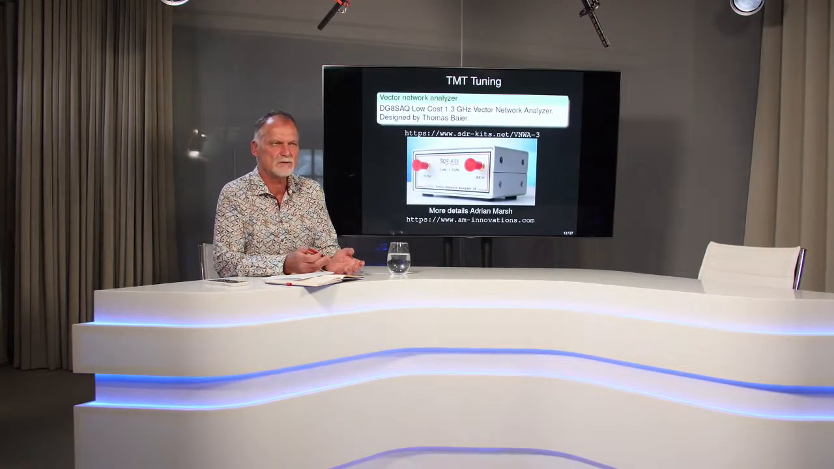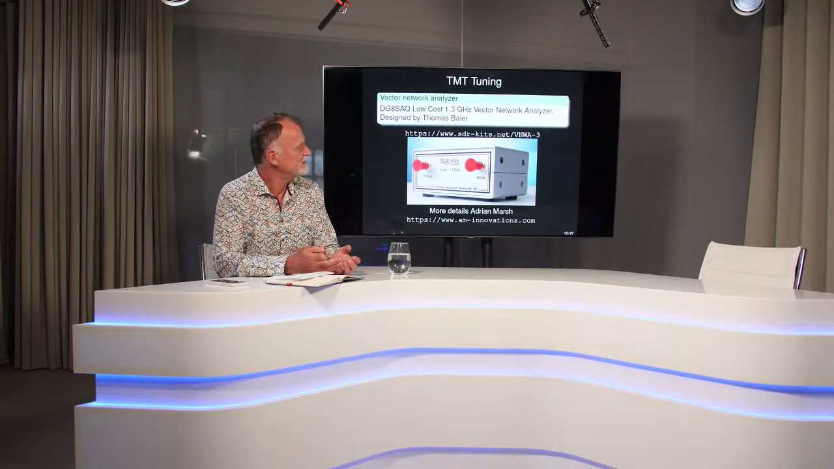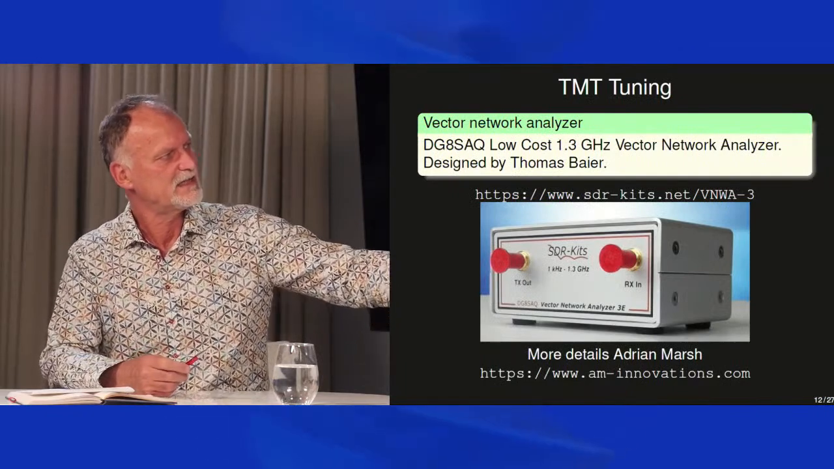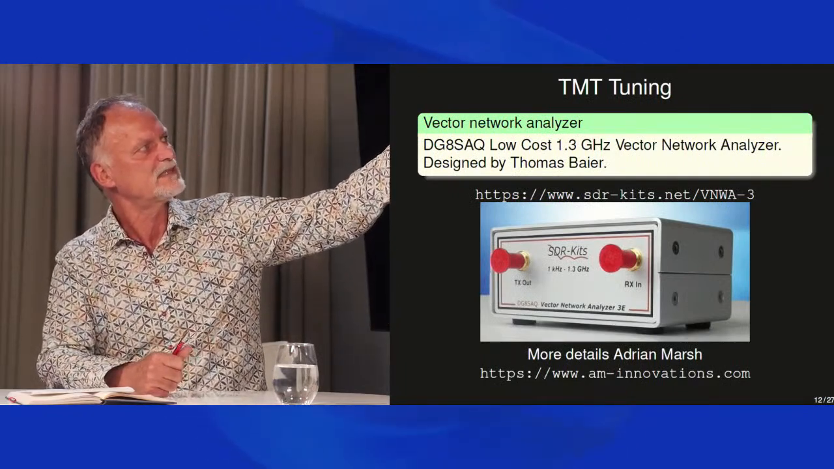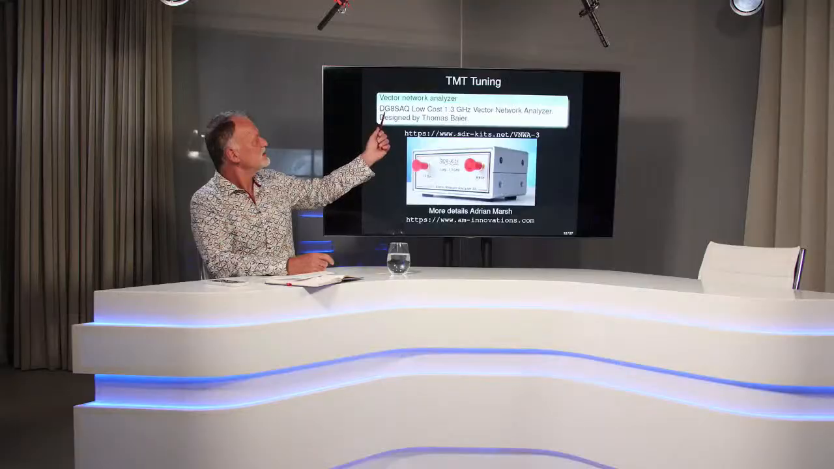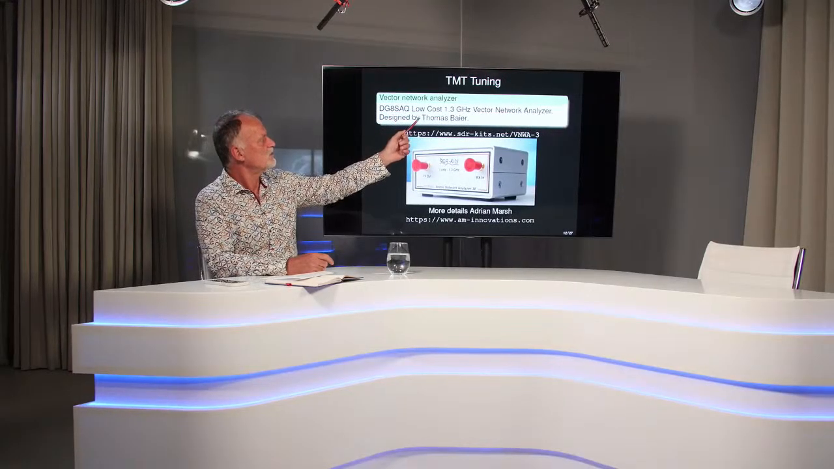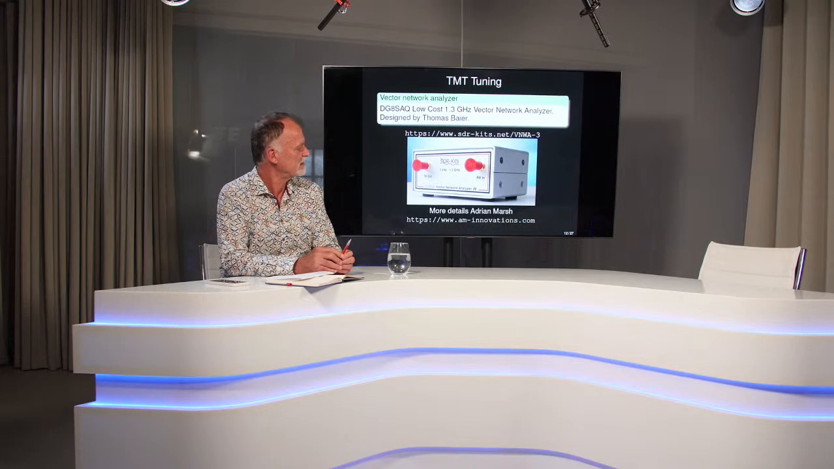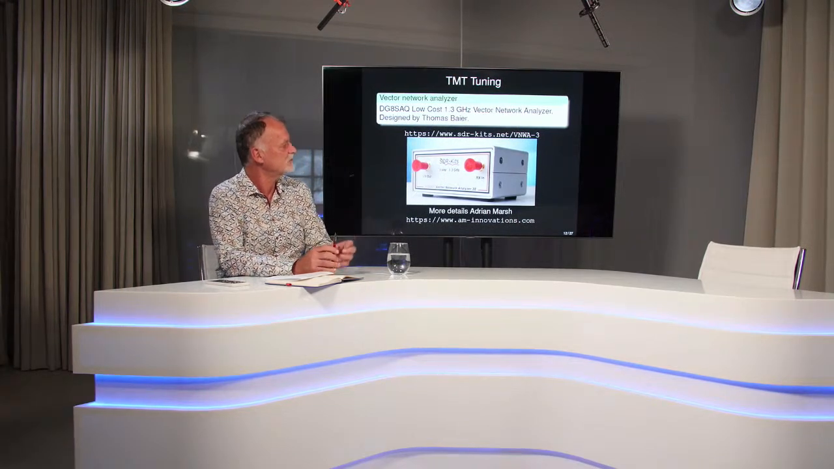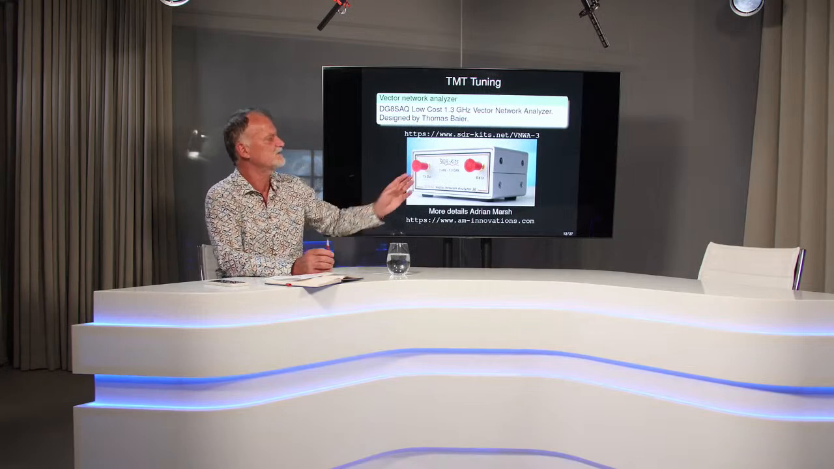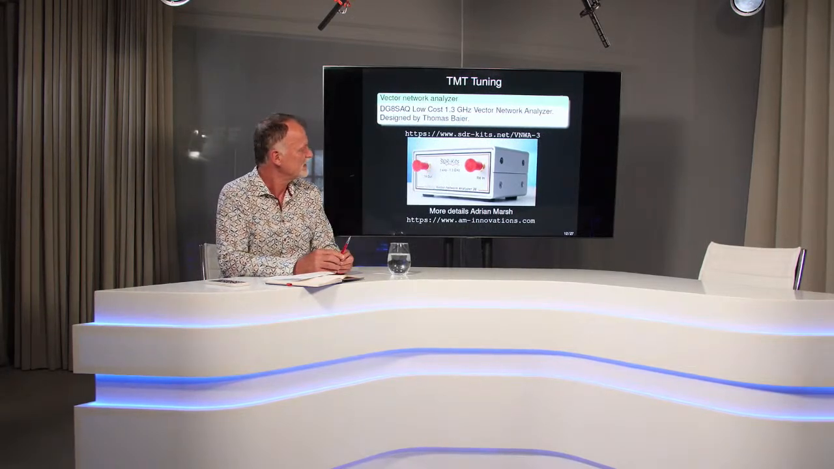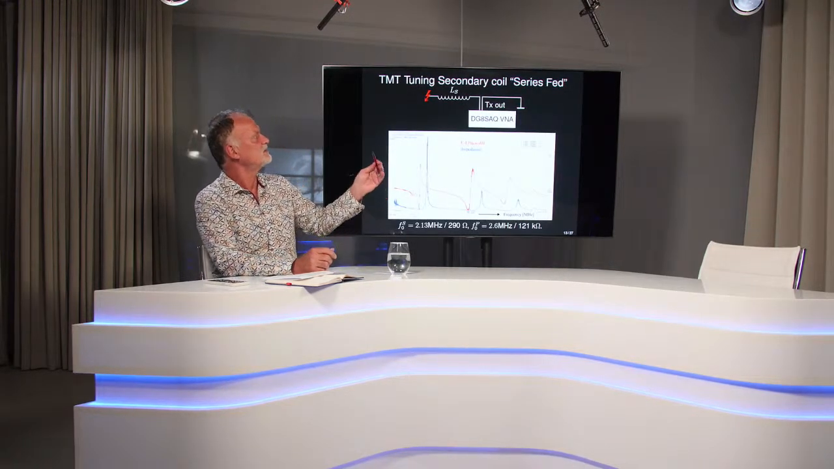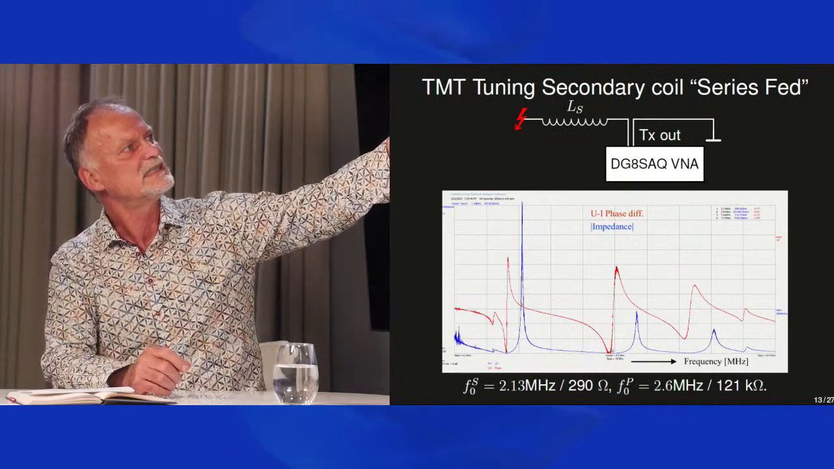In order to tune, to understand the frequency matching, I was also inspired by Adrian Marsh, and we use a vector network analyzer, this DG8SAQ. That's a low-cost 1.3 gigahertz vector analyzer, which you can order from the internet. I would recommend it to everybody who wants to do something with the Tesla transformer. That's a very important device. Right. So if we go to the next slide, that's the example of what Adrian called the series FET, right?